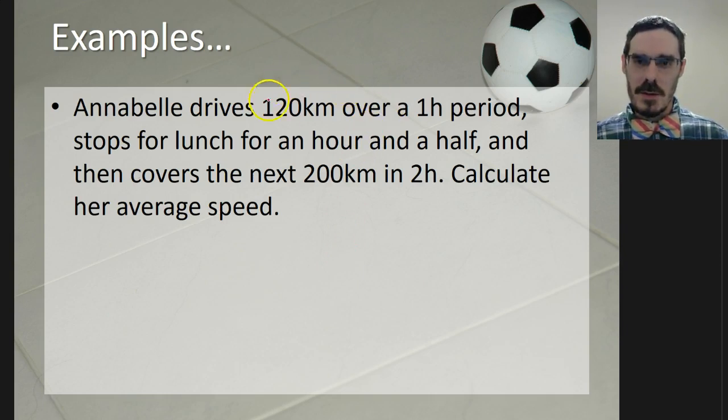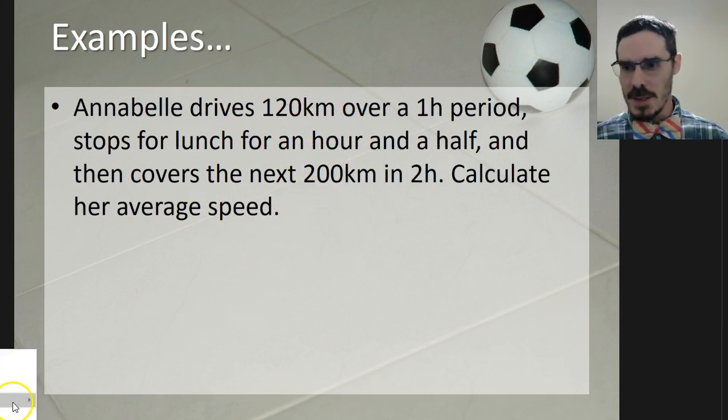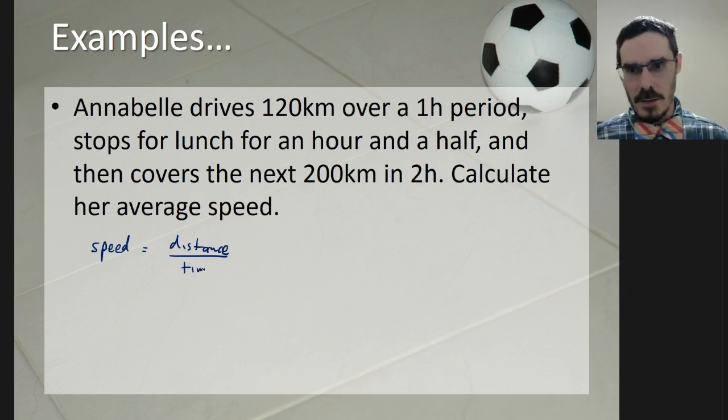So, the 120 and the 200, well, this is 120 in 1 hour, so 120 kilometres an hour, and this is the 200 kilometres in 2 hours, so that's 100 kilometres an hour. That's instantaneous speed. Well, it might be an average, but I'm going to assume it's instantaneous. But her average speed for the whole trip is different. Her average speed for the whole trip is the total distance that she's travelled divided by the total time taken.